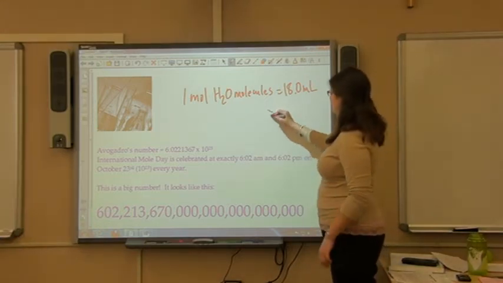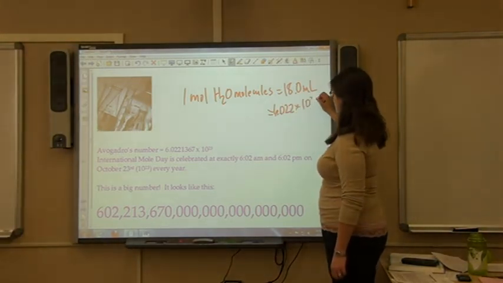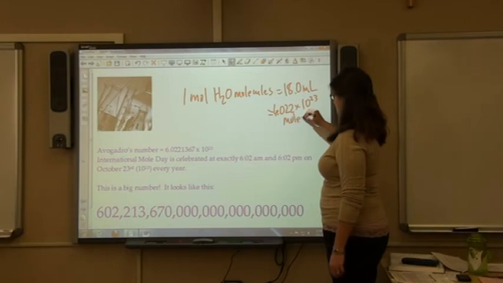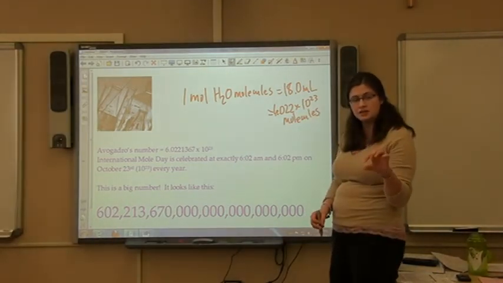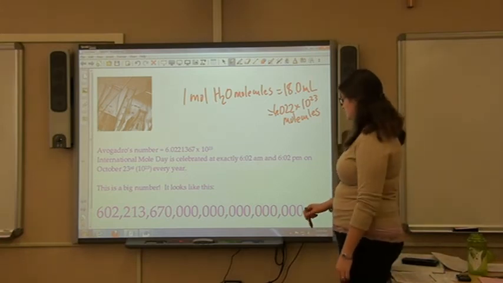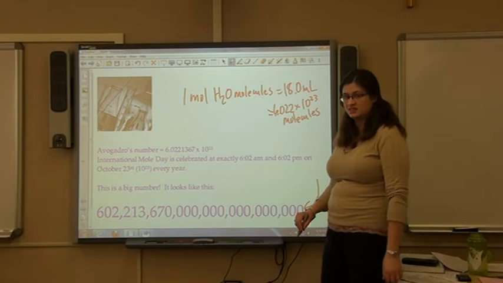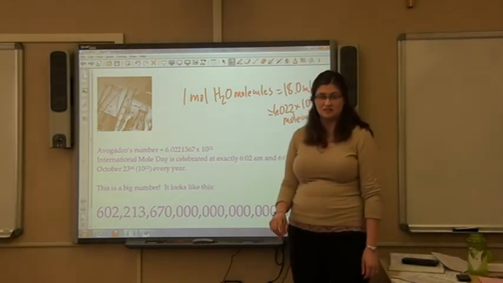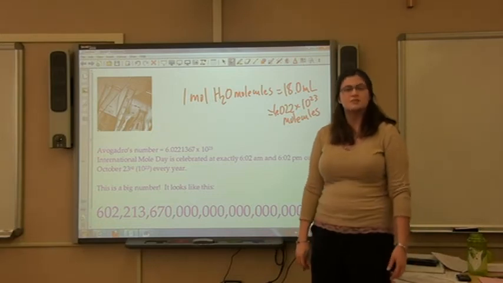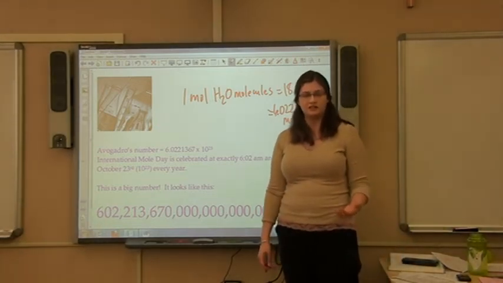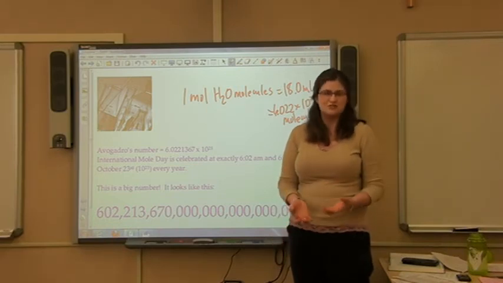There are 6.022 times 10 to the 23 molecules in that little tiny bit, only 18 milliliters of water. This is what the number looks like if you write it out. That's a really lot of molecules. That's why the whole mole concept became so important, because it was a way of quantifying a set number of molecules, but in a way that you could observe.